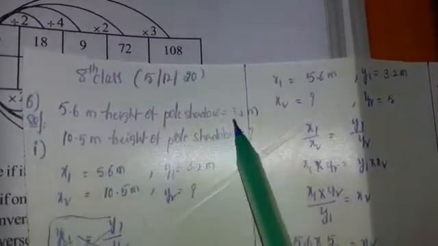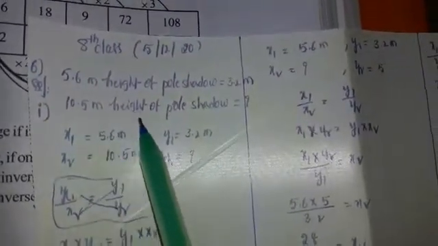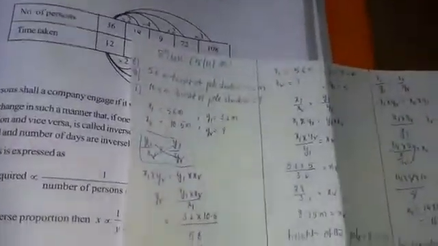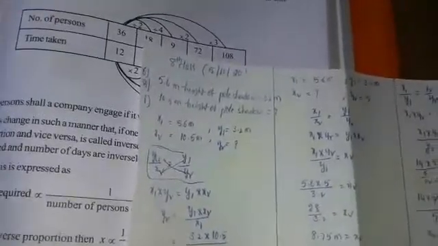So here, a 5.6 meter pole has a shadow of 3.2, and a 10.5 meter pole has a shadow equal to 6. Both increase and both decrease together. It belongs to direct proportion.